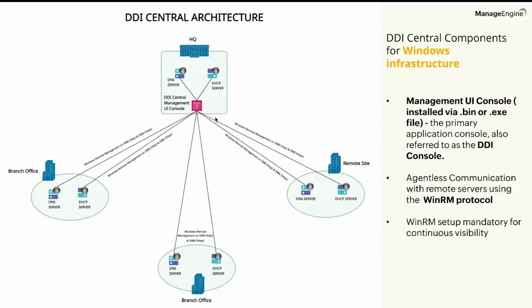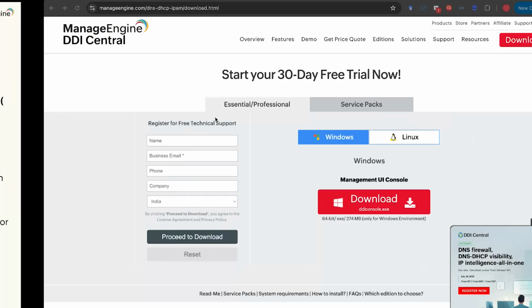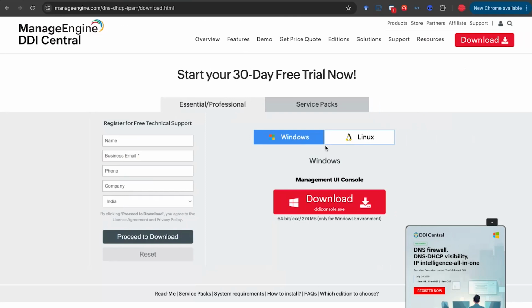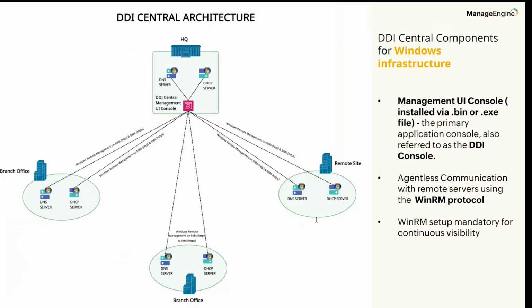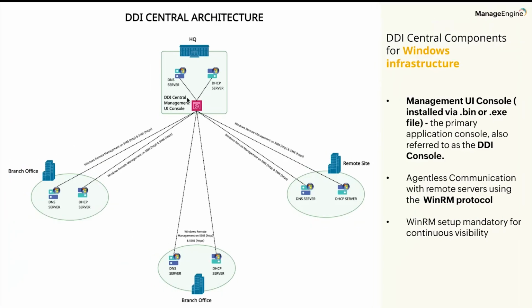So let's get into the architecture first. This is the basic architecture of a Windows infrastructure. We have two types of installables in DDI Central. For Windows, we have just an exe file. You'll be installing this exe file, and with that machine, you'll be controlling all your remote sites.